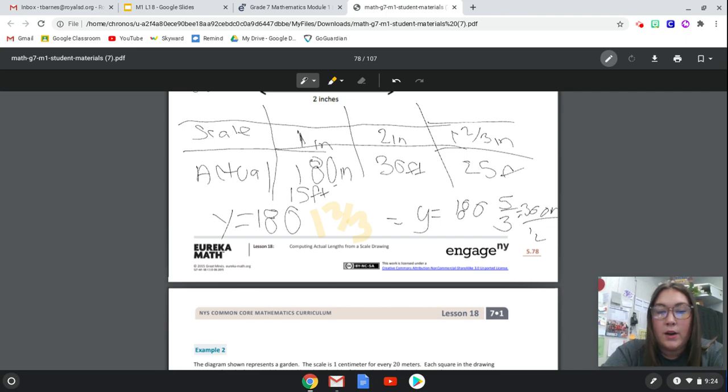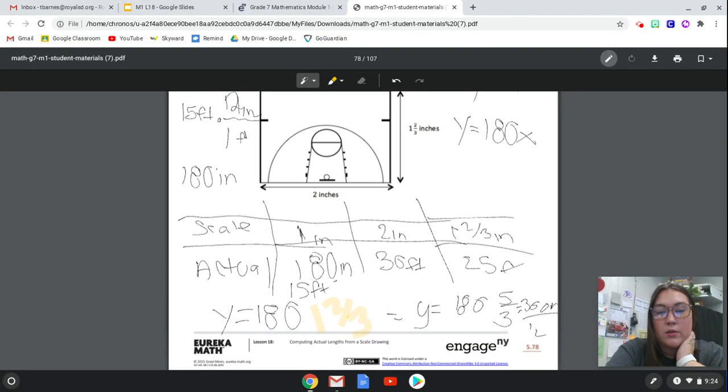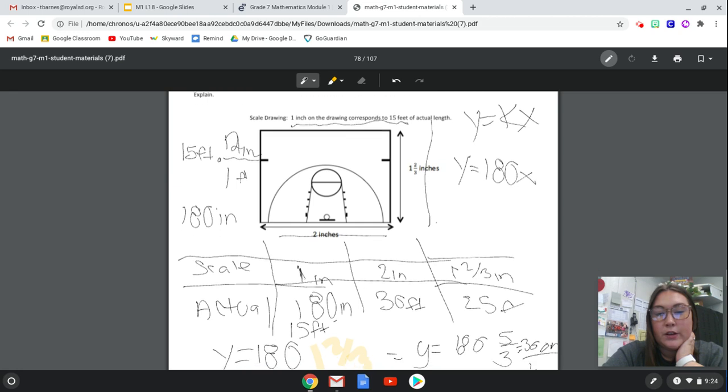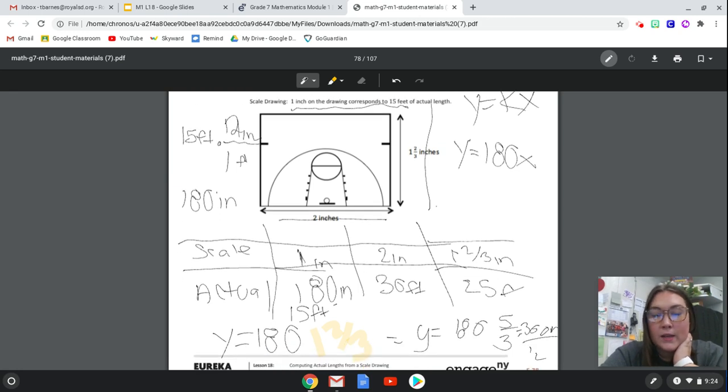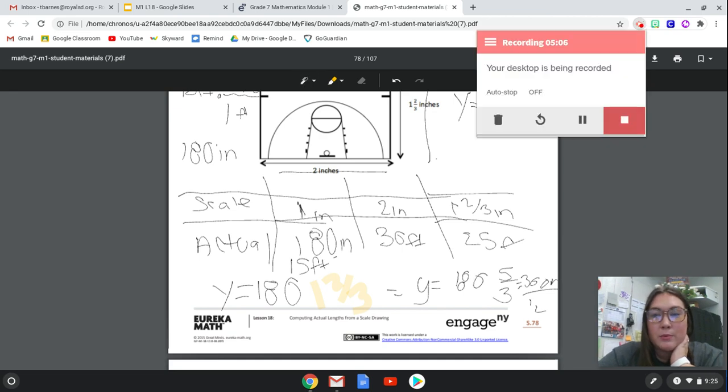So there you have the scale of 1 inch to 180 inches or 15 feet. And then the actual basketball court would be 30 feet by 25 feet. So you're always going to want to figure out the equation, and then use your equation to fill out a table comparing the scale to the actual numbers. I hope that helped. You're going to have a couple example problems coming on.